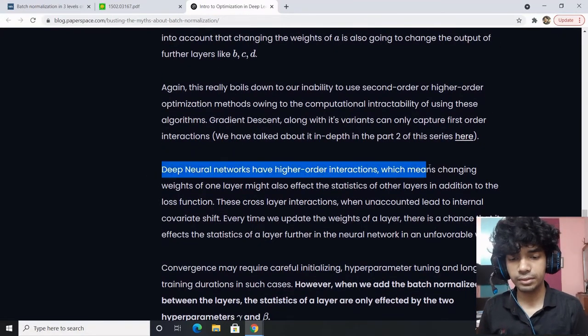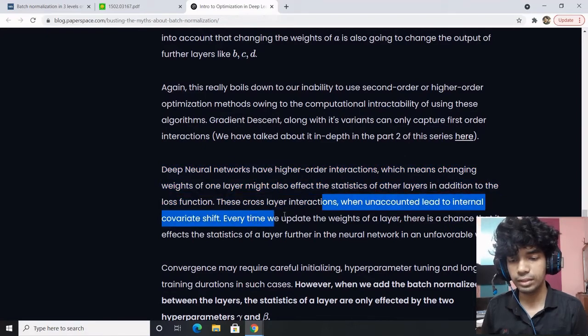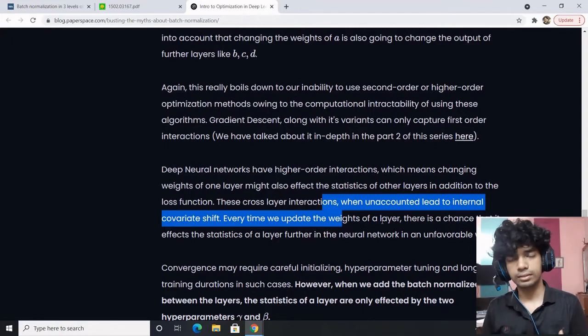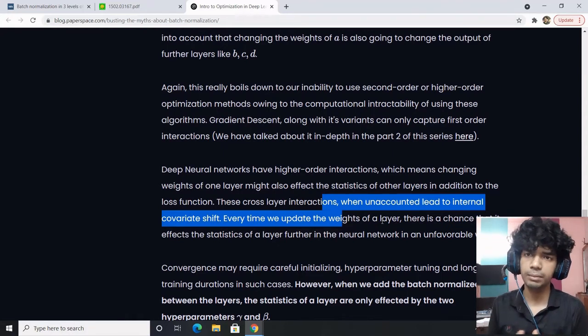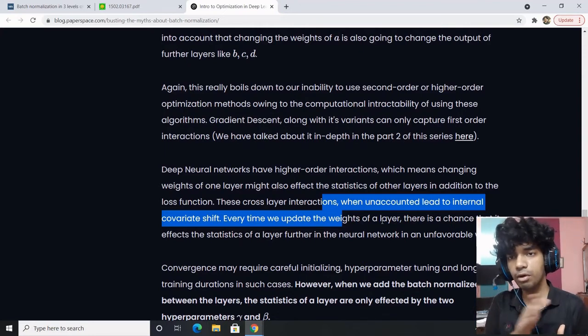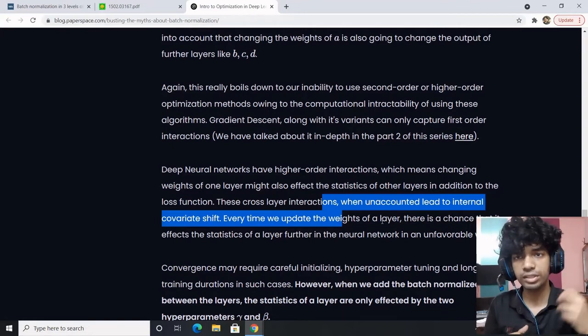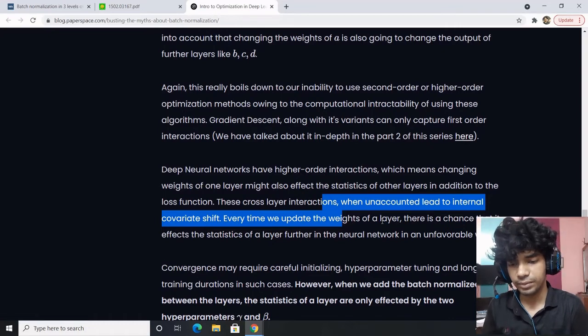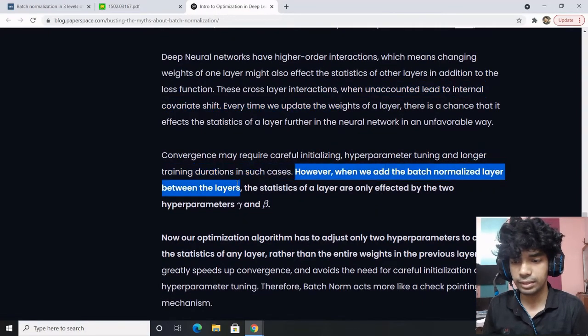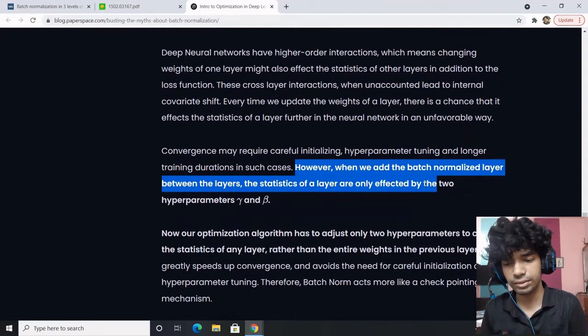Deep neural networks have higher-order interactions, which means changing the weights of one layer may also affect the statistics of other layers, in addition to the loss function. These cross-layer interactions, when unaccounted for, lead to internal covariance shift. So if you have a data distribution which is different from the previous data distributions, then the weights of the internal layers would change, and the weights of the previous layer determine the weights of the subsequent layers. That is how internal covariance shift happens. However, when we add a batch normalization layer between the layers, the statistics of a layer are only affected by the parameters gamma and beta, and that is how you counter the effect of internal shift.